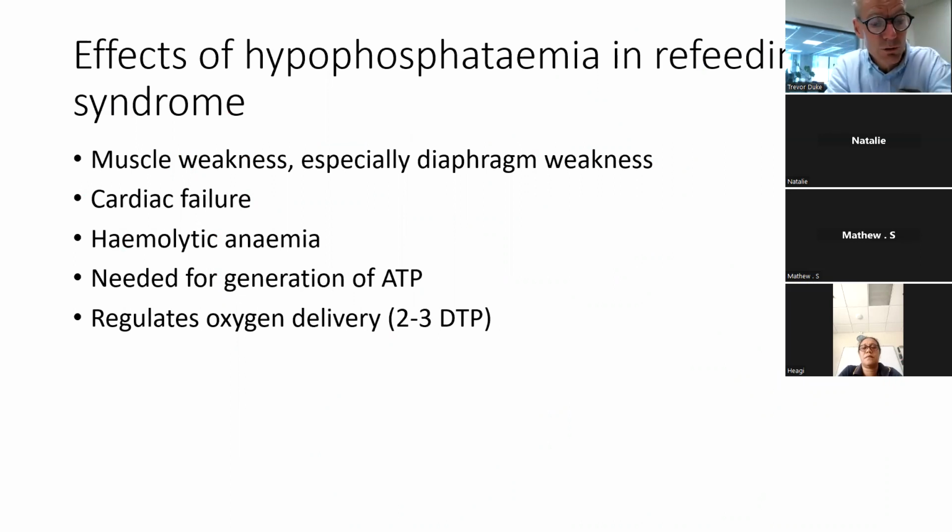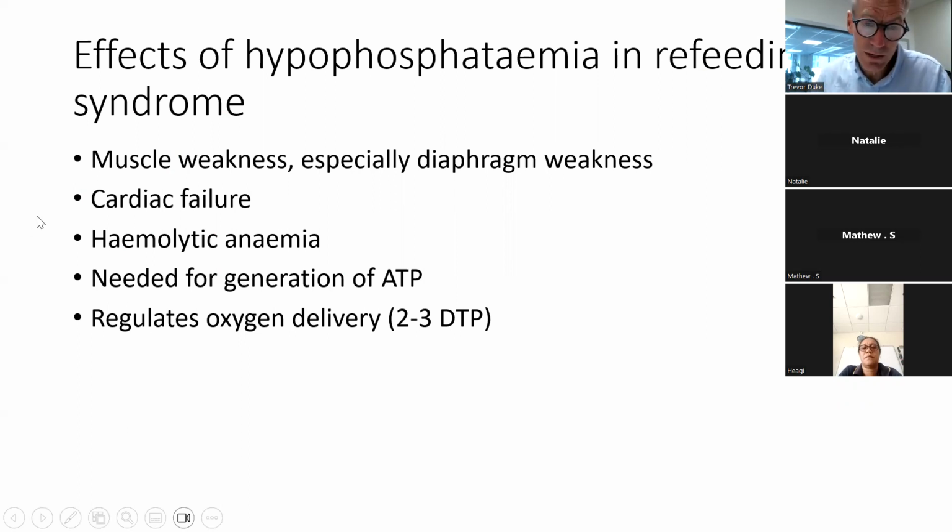So sometimes we see children that have respiratory failure, and part of the reason for their respiratory failure is their muscles are weak, and part of that is because they have diaphragm weakness, and you should check their electrolytes because often their phosphate will be low. Magnesium, phosphate, and potassium are required for muscle strength. And so if those levels are low, then you may get muscle weakness, especially of the diaphragm.